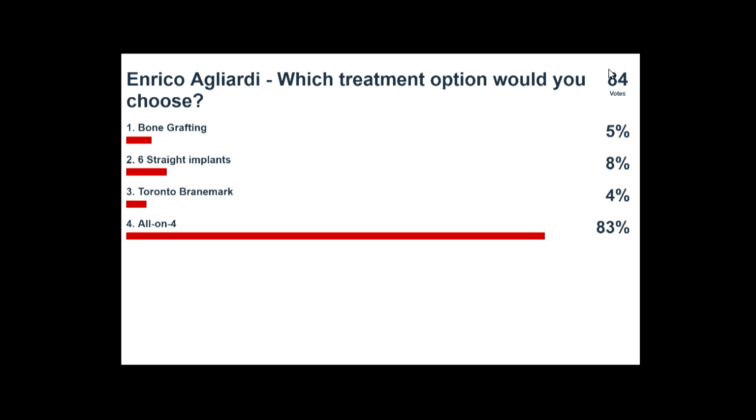And then the Toronto Brånemark, which I don't know what this is. Oh yes, Toronto Brånemark 4%. The 6 straight implants 8%, and the bone grafting 5%. Good. This is exactly what we expect for this type of presentation.